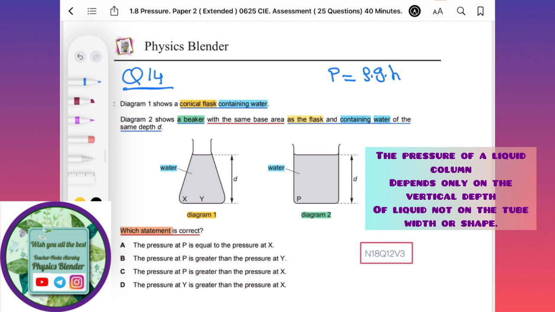So again, pressure due to liquid column depends only on the vertical height of liquid. It's not affected by the flask shape, the shape of the container, or the cross-sectional area of the container. So that's why we are choosing A as the correct answer. The pressure at P is equal to pressure at X. So point X and point P have the same pressure of liquid.